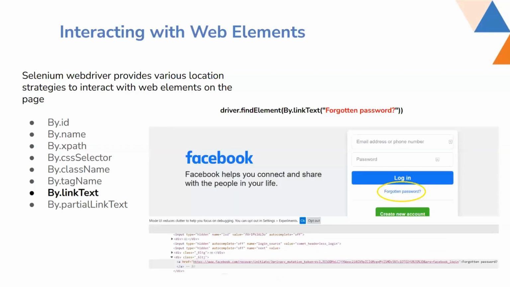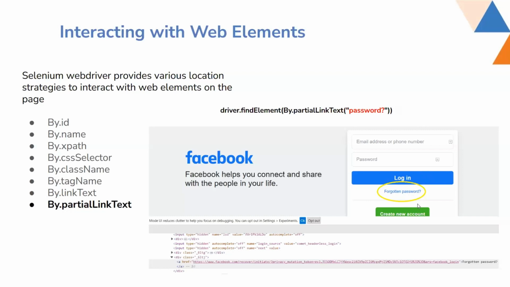The next one is the link text. This locator finds elements based on the text within the link. It's used when you want to interact with specific links on a page. Here you can see an example from Facebook, where there is the text forgot password. If we inspect that element, there is a text contained inside of it, like forgot password. So we can use this text to access this element.